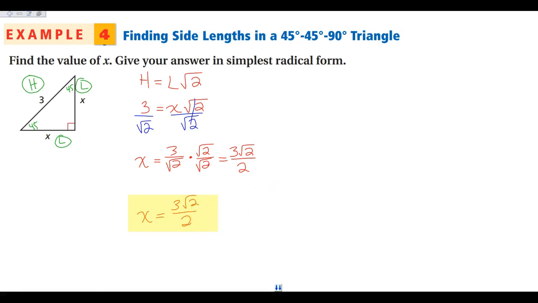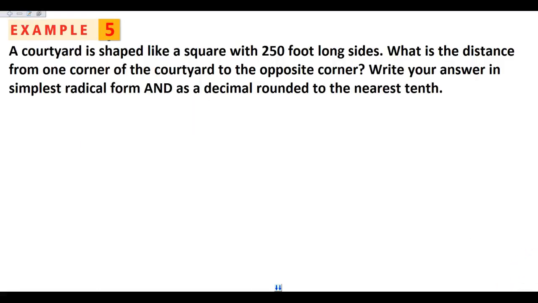All right. So let's take a look at another one. We have a courtyard is shaped like a square with 250-foot long sides. So the first thing that we're going to do is draw a square. Okay, and we're going to label the sides 250 feet.